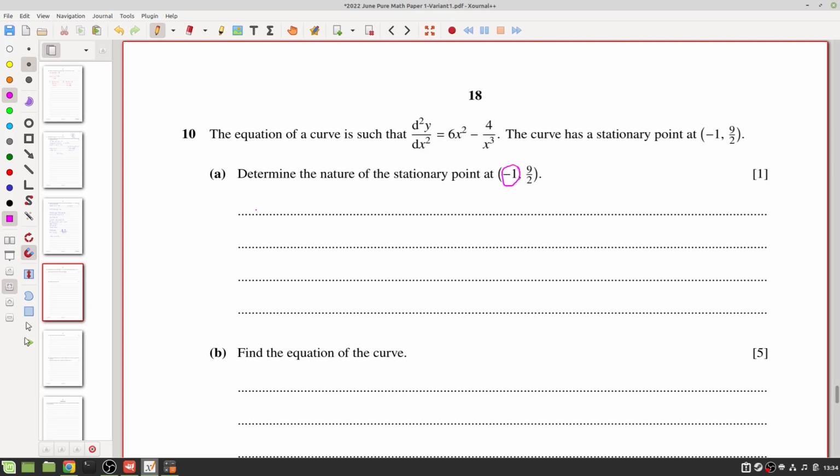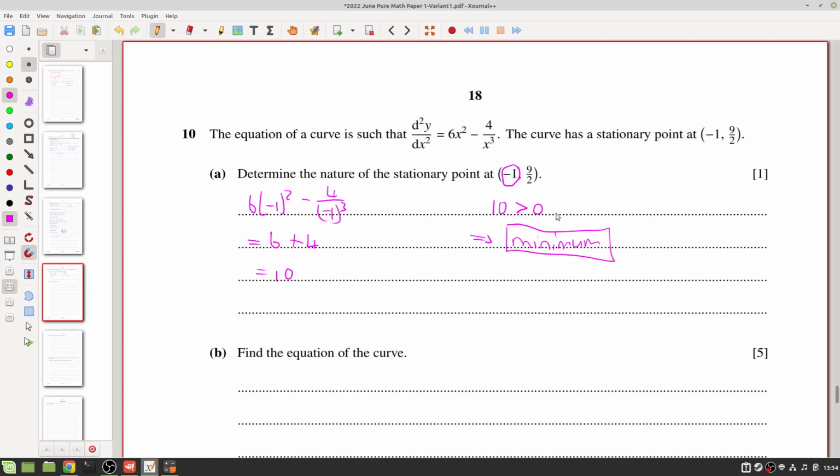Okay. So we have 6 times negative 1 squared minus 4 over negative 1 cubed. So basically we're just looking for, is this positive or negative? So let's just get the answer. Negative 1 squared is 1 times 6 is 6. And then negative 1 cubed is going to be negative 1. Negative negative makes it positive 4. So that's going to give us 10. Now 10 is positive, which means that we've got a minimum stationary point. So that's a minimum stationary point.